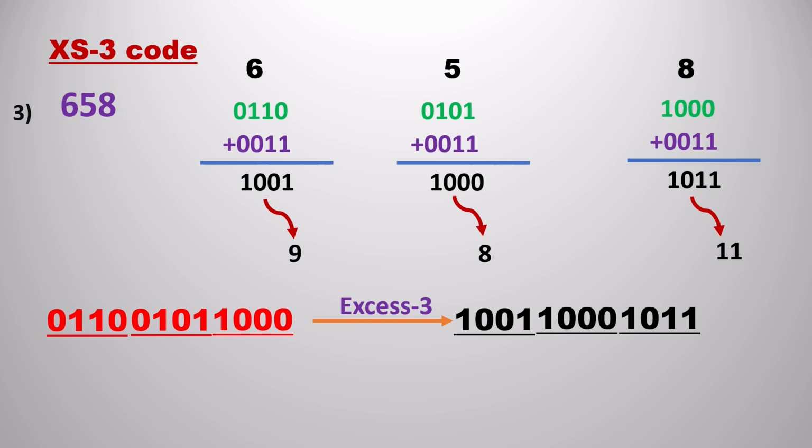So the XS3 is just the combination of the outputs, that is 9, that is 1001, that is 8, next one, that is 1000. The next highlighted black is 1011, that is the XS3 code of 658. So we have it in the decimal form also, that is 658. The XS3 code is 9811.